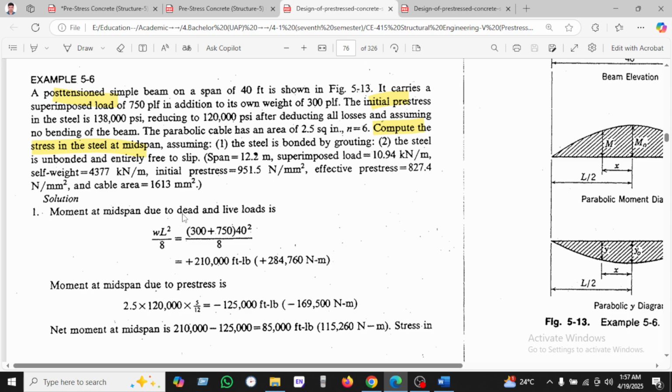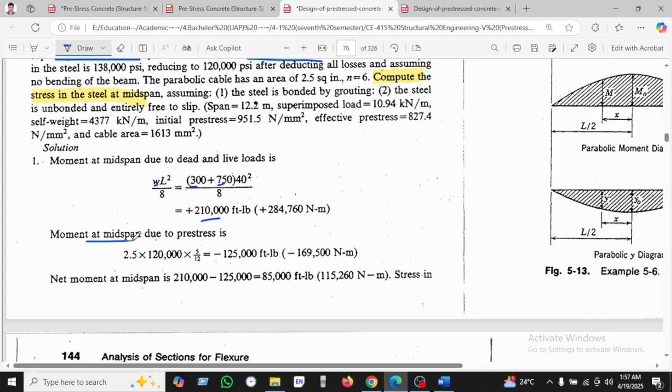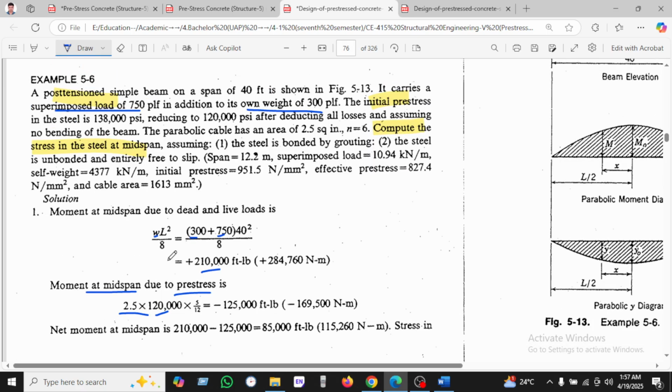Okay, the moment at mid span due to dead load and live load. We can see dead and live. We can see W, 30 into 75, as we know this is the superimposed 75, and the own weight, which is 30, and found this value. Moment at the mid span due to prestress is 2.5 into 200 into 5 inches, and we convert it to feet and found this value. 2.5 is as we found, given in the question, so there is no problem at all.